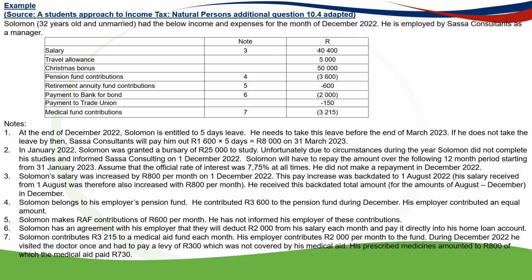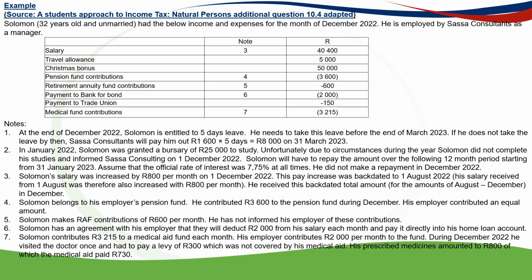Note 6, Solomon has an agreement with his employer that they will deduct 2,000 Rand from his salary each month and pay directly into his home loan account. Note 7, Solomon contributes 3,215 Rand per month to a medical fund. His employer contributes 2,000 Rand per month to the fund.